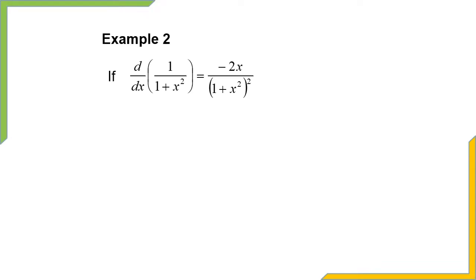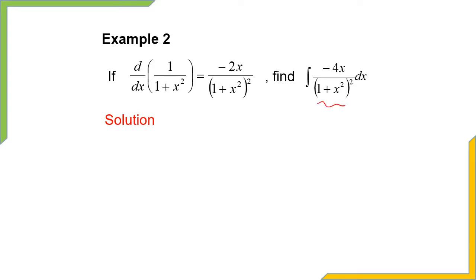Okay, so let's move on with example 2. So we have, if d/dx of 1 over 1 plus x squared is equal to negative 2x all over (1 plus x squared) all squared. Now we have this type of function. Then find the integral of negative 4x with respect to x.